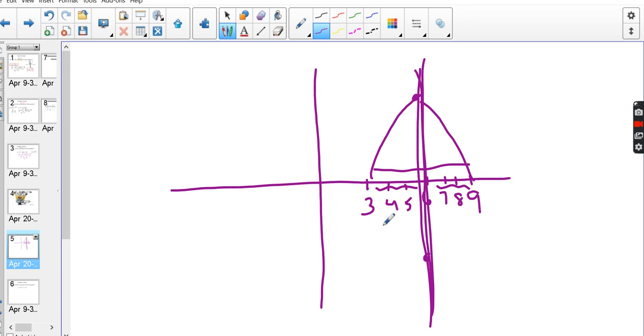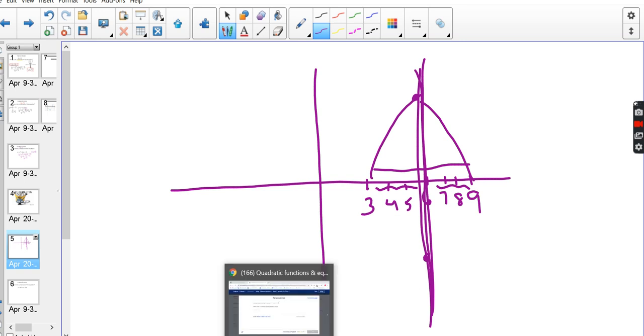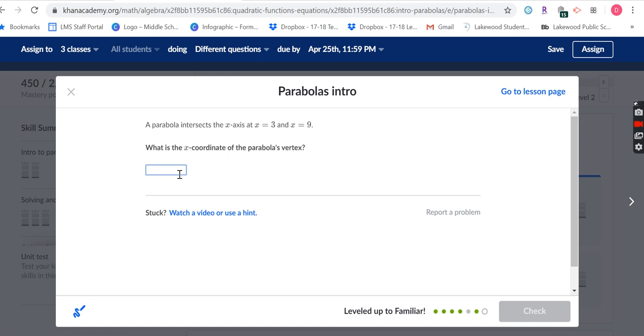So they're pretty much asking you for the axis of symmetry of a parabola that has x-intercepts at 3 and at 9. So the axis of symmetry would be 6. X would be 6. Okay, that one was kind of confusing.